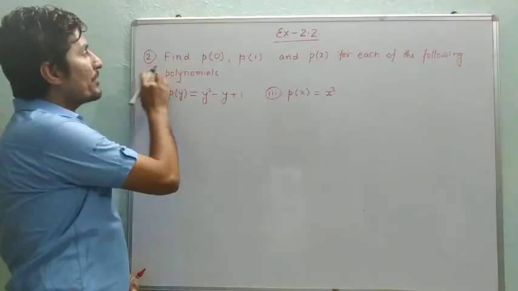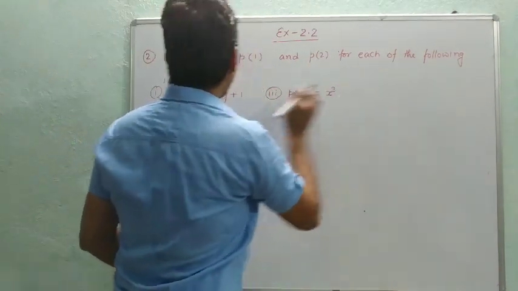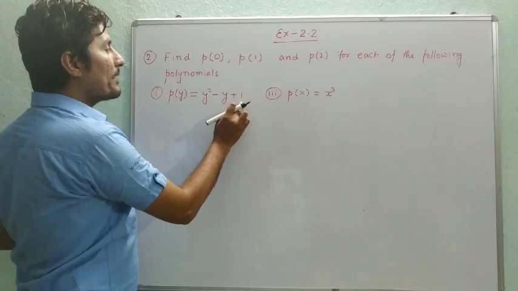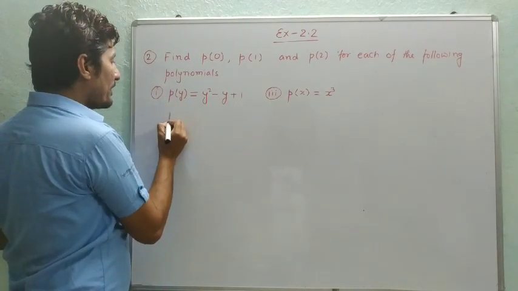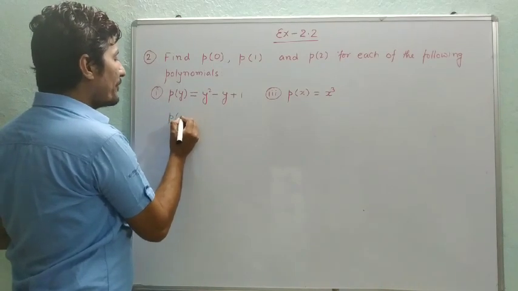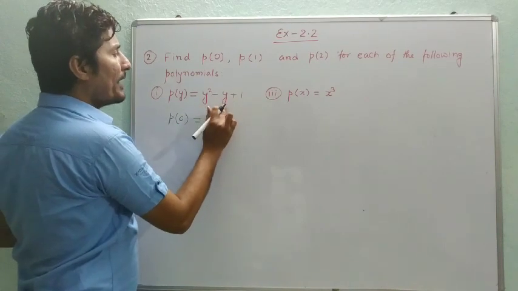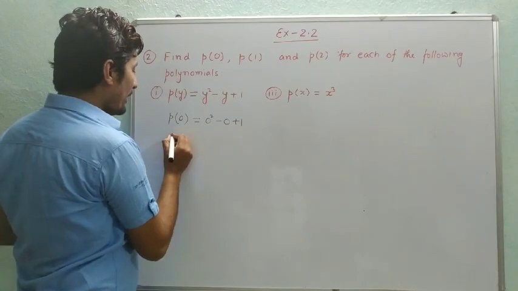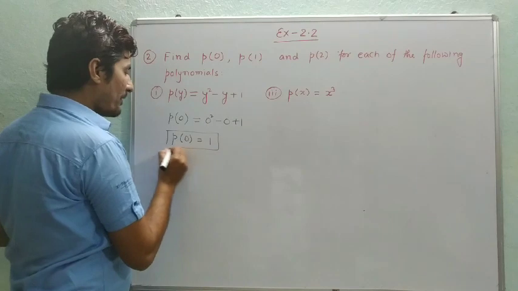Now let us see the second question. Find P(0), P(1) and P(2) for each of the following polynomials. So I am taking the very first polynomial, P(y) equals y square minus y plus 1. First of all, we have to find the value of P(0). So P will be as it is, no change. On the place of y, we are going to place 0. Wherever y is there, we place 0. 0 square minus 0 plus 1. And finally, we have P(0) equals 1. So this is the very first answer.